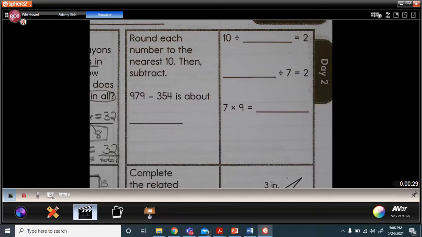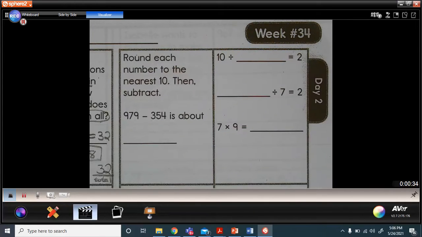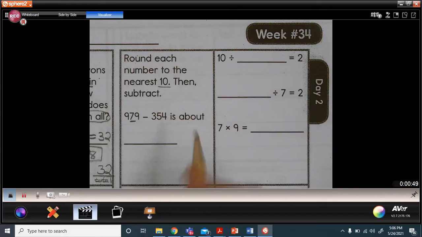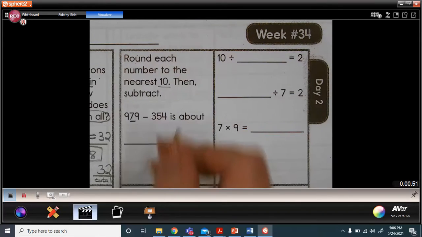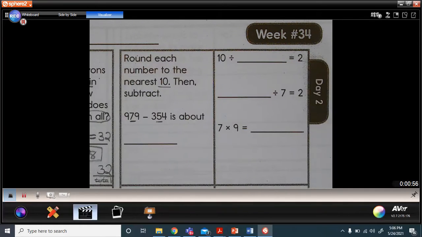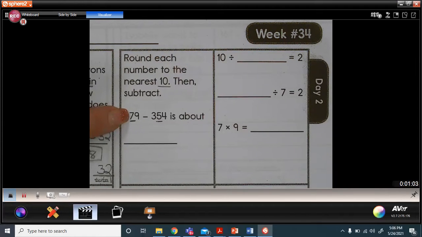So let's go ahead and look at our first problem for week 34, day 2, and it says for us to round each number to the nearest 10. Now, we need to make sure that we know which digit is in our tens place. So this 70 is going to be our tens place, and this 50 is going to be our tens place in 354.